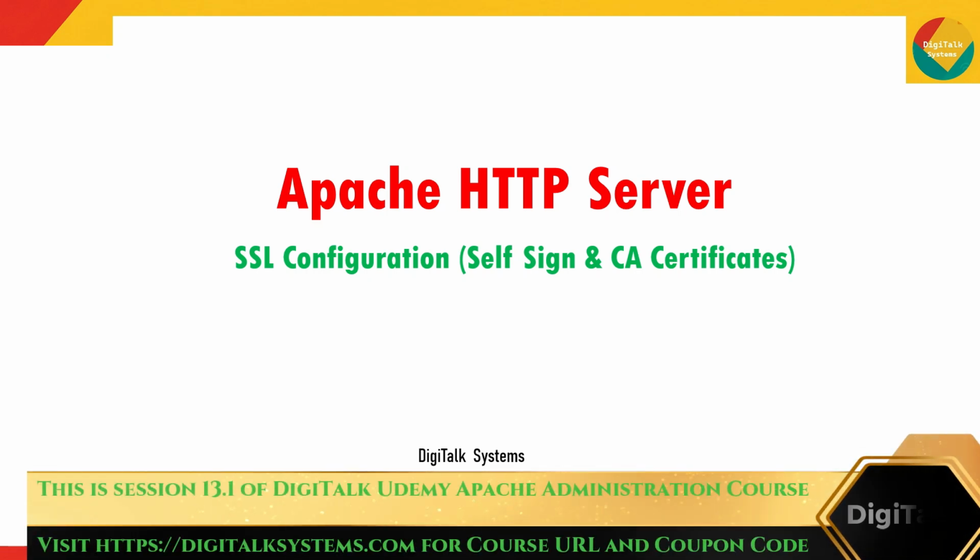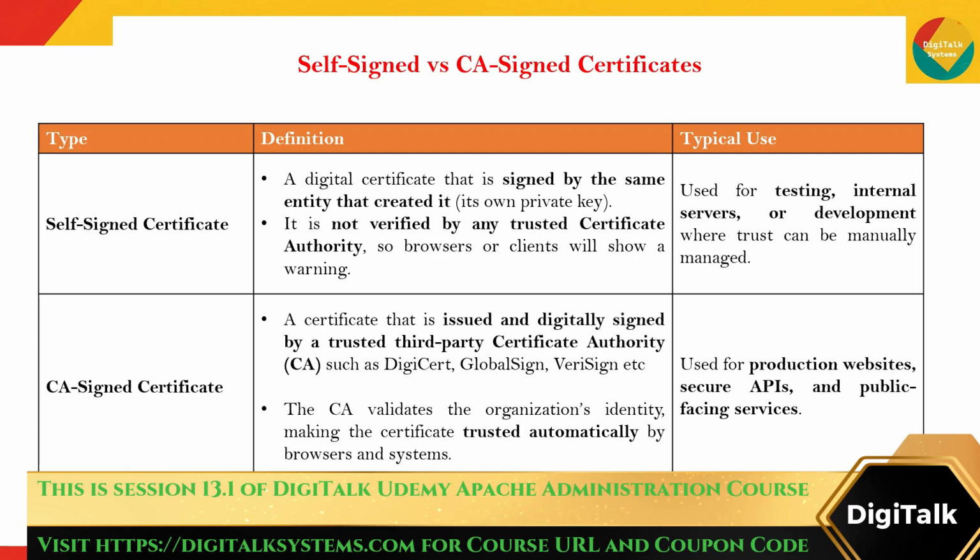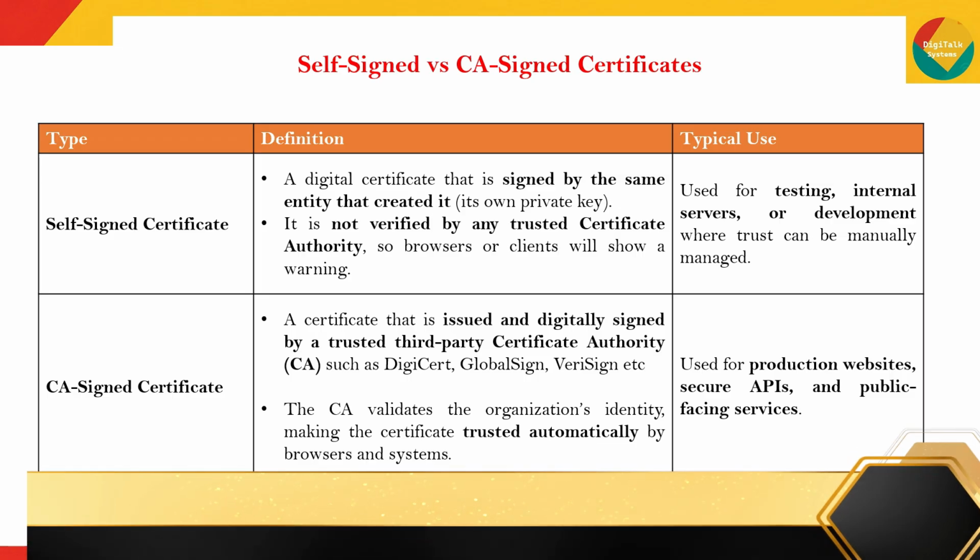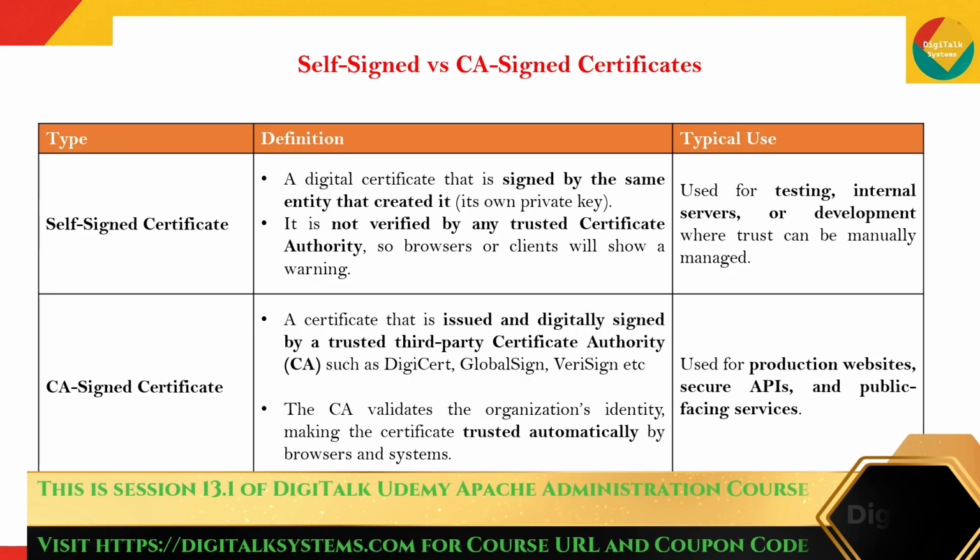So in this session we are going to learn how we can configure SSL in Apache web server. We have two kinds of certificate, self-signed certificate and CA certificates, and I am going to show you how to configure for both, how to configure for self-signed certificate and then how to configure for the CA certificates as well. And what is the difference between self-signed certificate and CA signed certificate?